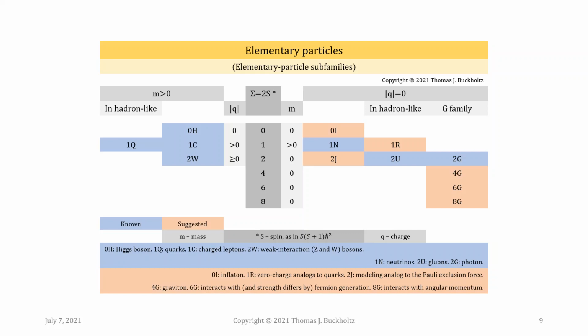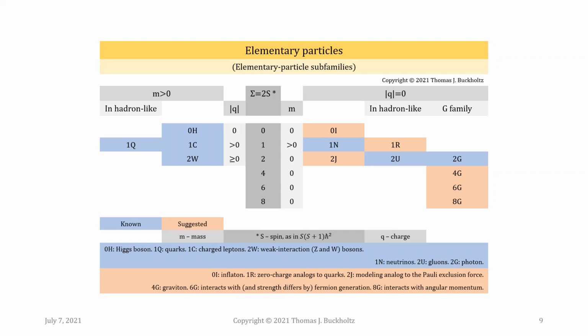My modeling outputs so-called solutions to mathematical equations that match all known elementary particles and suggest elementary particles that people have yet to find. The suggested particles associate with the following subfamilies. The 0I subfamily includes just the so-called I particle, or the would-be inflaton. The 1R subfamily features so-called arc particles.